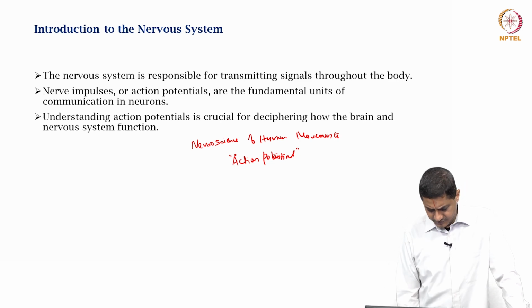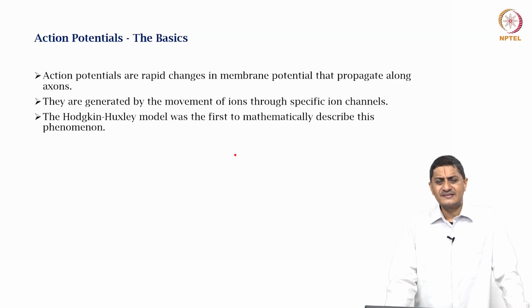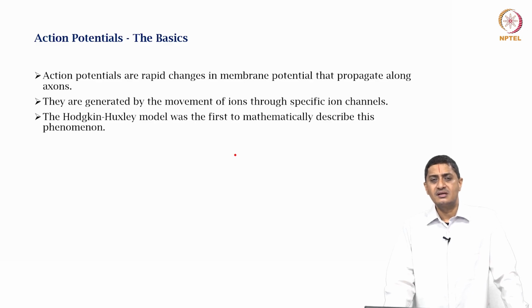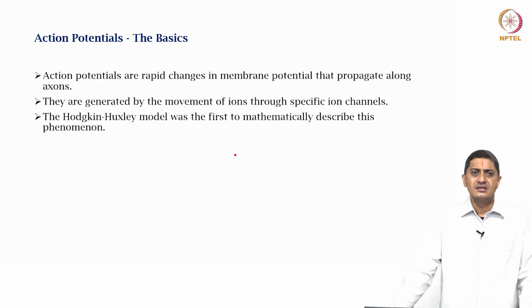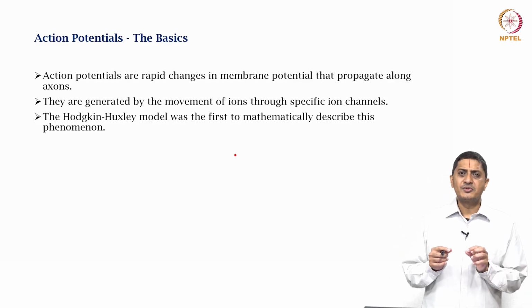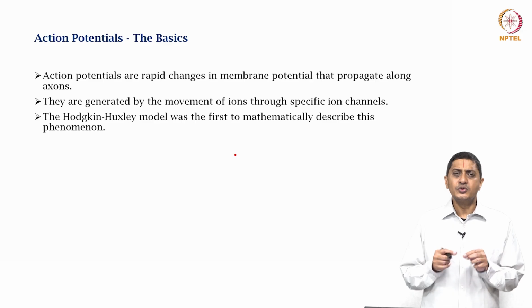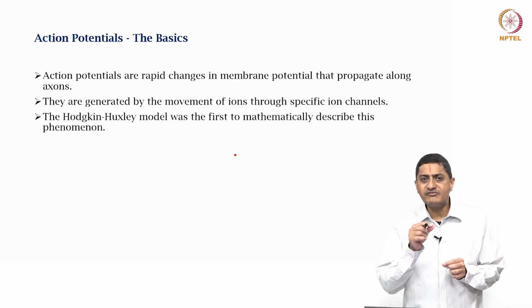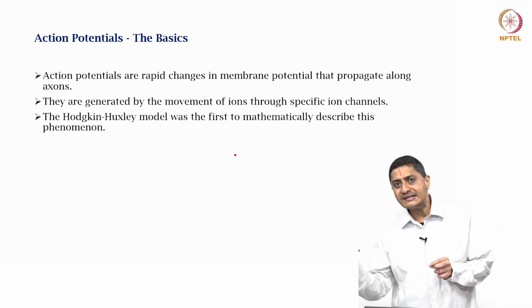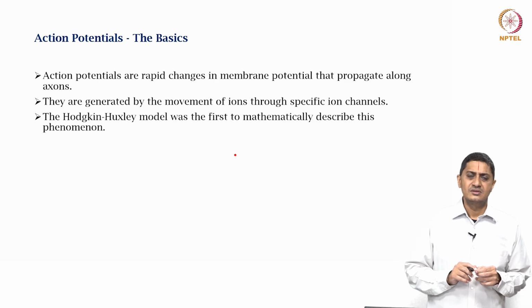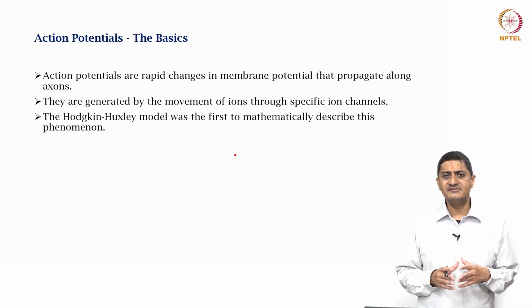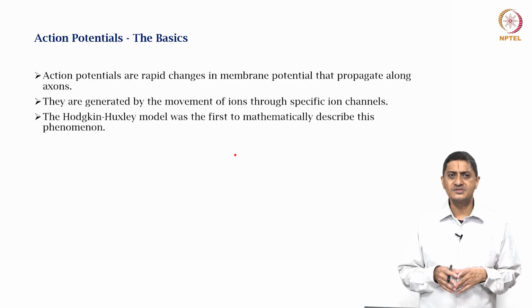So, these are essentially very quick changes in membrane potential that cause propagation along the plasma membrane. For some reason, changes in the membrane potential that happen too quickly appear to propagate from one part of the axon to the other end of the axon. How or why this happens is beyond the scope of this course.